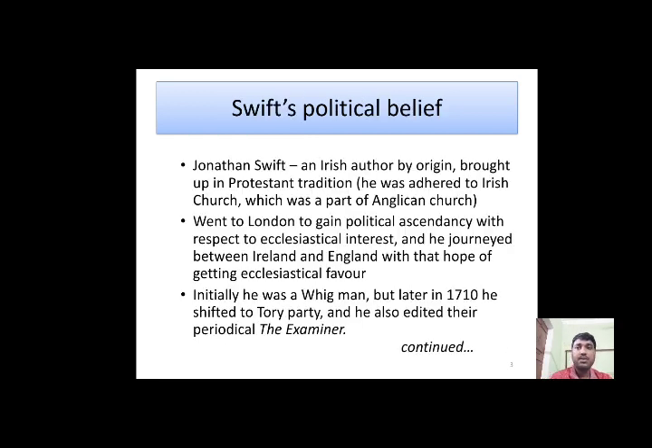Now, Jonathan Swift, who was born in 1667, was an Irish author by origin. He was brought up in the Protestant tradition. He adhered to the Irish Church, which was a part of the Anglican Church. I will talk about Anglicanism and Protestantism later on in my lecture. So he was at bottom a devotee of the Irish Church because he was brought up to respect it. It may be said that he was very ambitious to get ecclesiastical positions and favor.